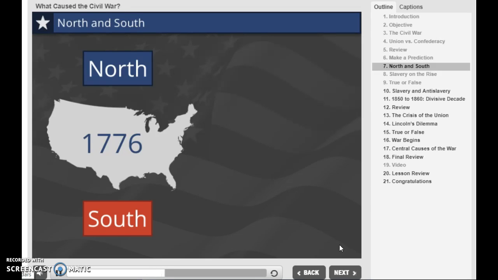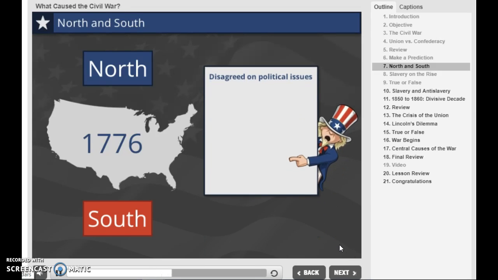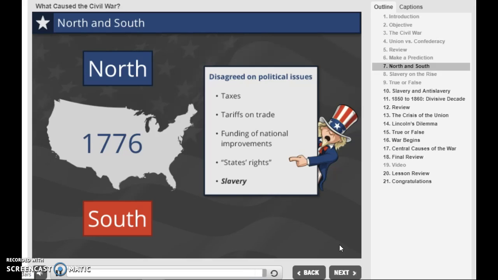North and South historically disagreed over political issues like taxes, tariffs on trades, and the funding of national improvements like roads, bridges, and railroads. States' rights was another issue on which the North and South disagreed. Generally, Northerners were more comfortable with a stronger, more active federal government, while Southerners preferred to keep power in the governments of their states. There were exceptions to this, though. One central issue, however, came to dominate American politics, especially in the years leading up to the Civil War. That issue was slavery.